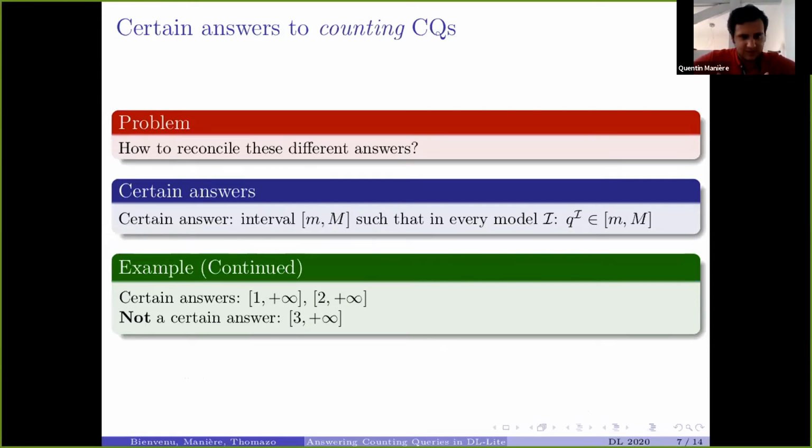And in this context, a certain answer is an interval such that whatever the model you're considering, the answer in this model belongs to your interval. So from the example above, you can convince yourself that 1 plus infinity and 2 plus infinity were certain answers. Whereas since we found a model in which 2 was the answer, 3 plus infinity cannot be a certain answer. So here you might be interested in somehow the most relevant certain answer, here 2 plus infinity. And this is a really interesting related question, which we call the tightest certain answer, and I'll tell you more about this later.